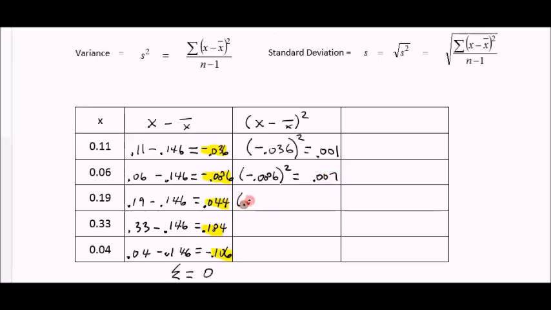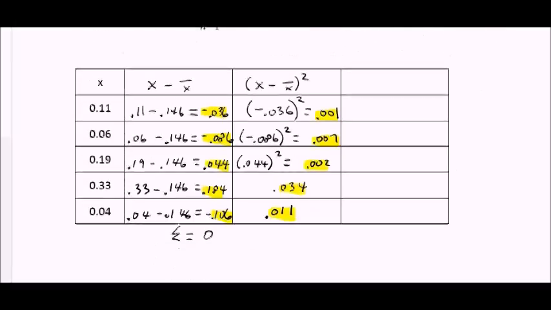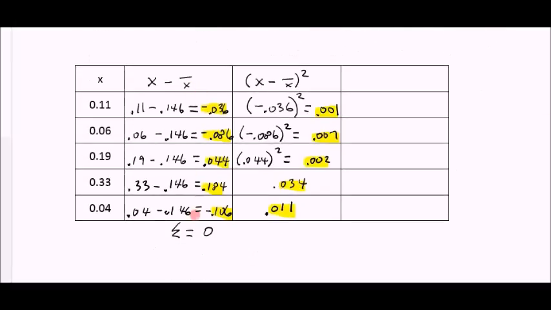Then we take this one, 0.044, and square it, 0.002, and so on down the line. I couldn't average the deviations because the sum was 0, but we can add these squared deviations up. So the sum of x minus x bar squared adds up to 0.055. So that's what you get when you add up all these squared deviations.